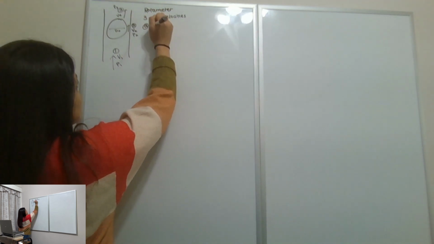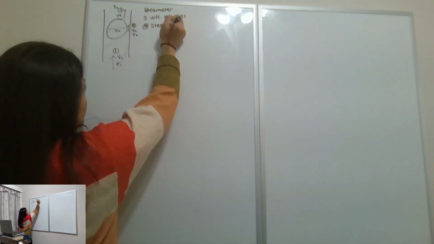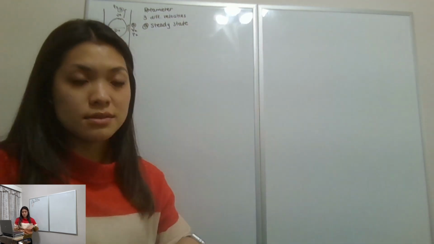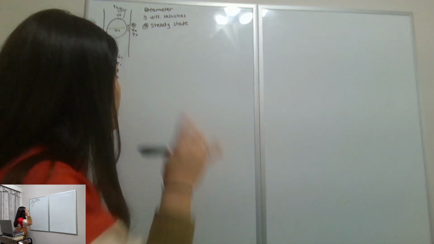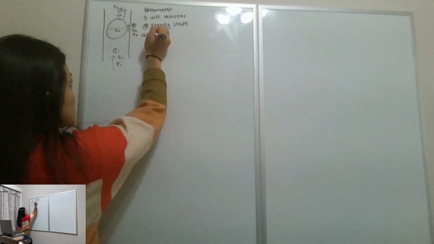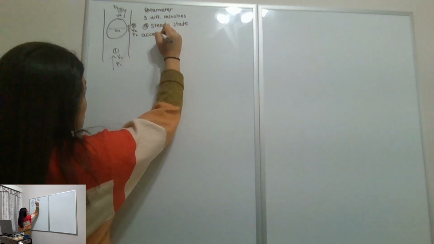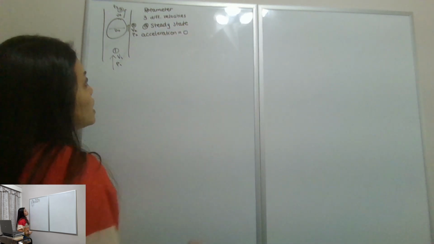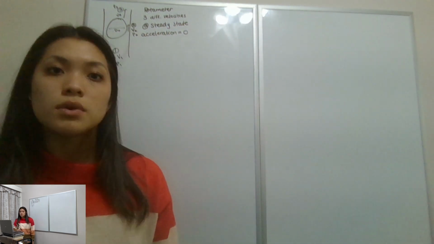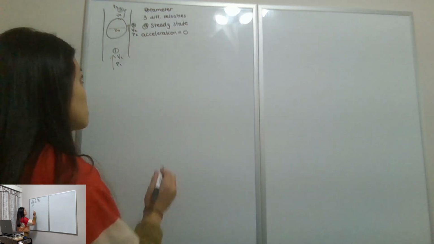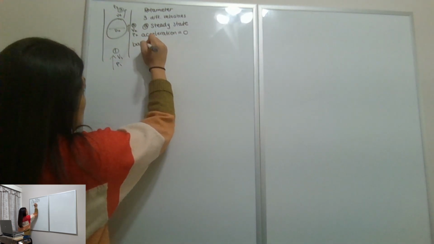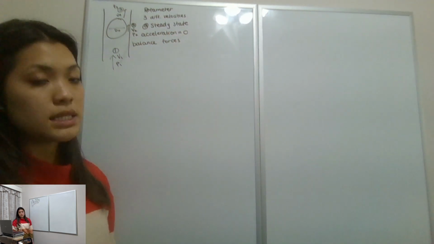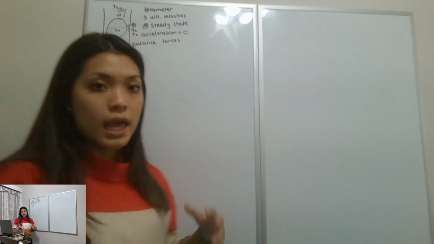And so we can assume that the ball is at steady state. At steady state, it's not moving up, it's not falling down, it's sitting in the tube. So at steady state, the acceleration is going to be equal to 0. It's important that we establish that the acceleration is equal to 0, because what this allows us to do is to balance forces.